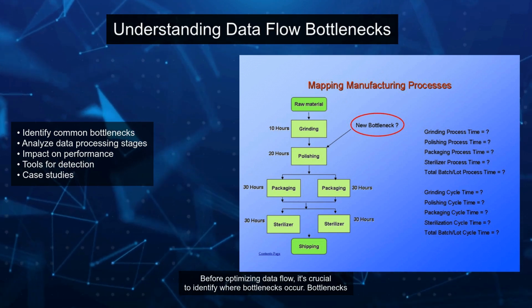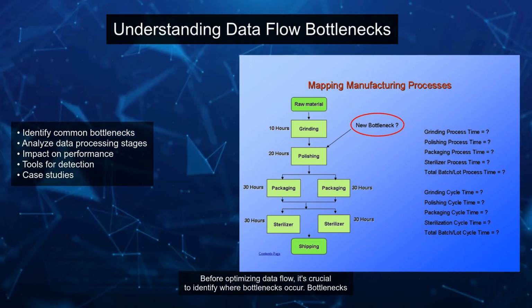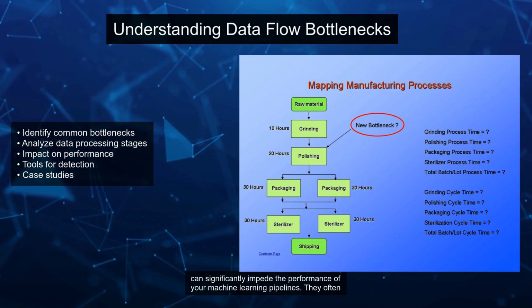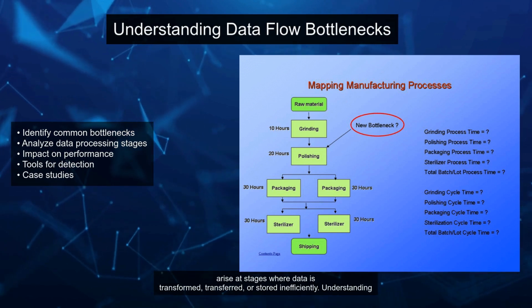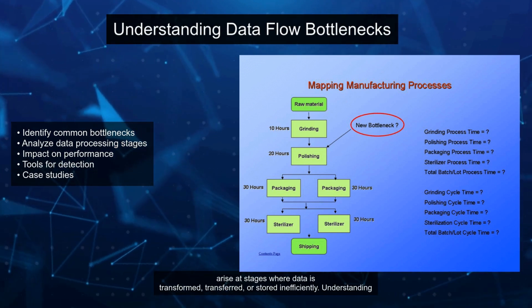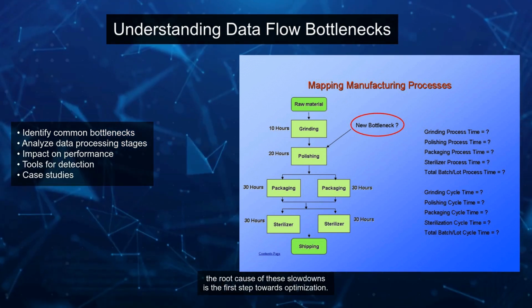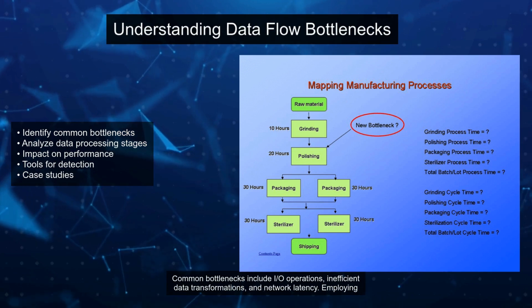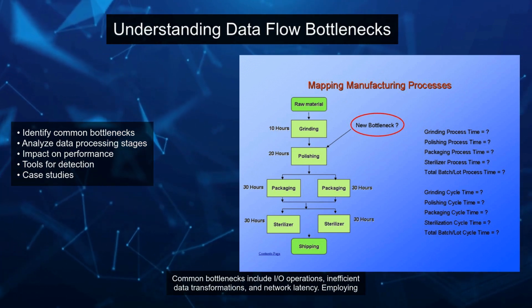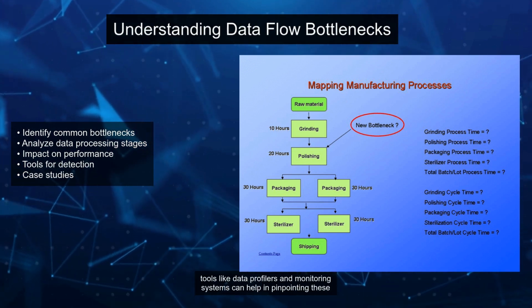Before optimizing data flow, it's crucial to identify where bottlenecks occur. Bottlenecks can significantly impede the performance of your machine learning pipelines. They often arise at stages where data is transformed, transferred, or stored inefficiently. Understanding the root cause of these slowdowns is the first step towards optimization. Common bottlenecks include I/O operations, inefficient data transformations, and network latency.